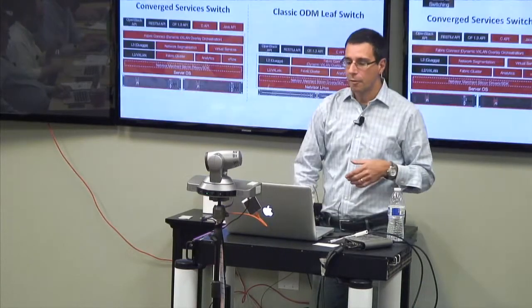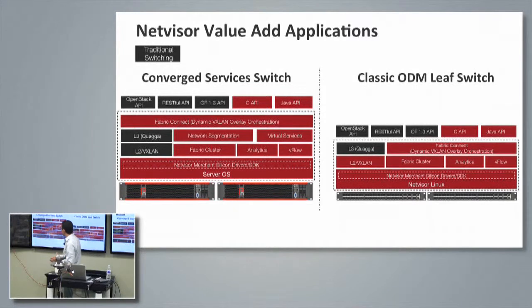So first of all, this is sort of a stack diagram of our OS when it runs on powerful appliances on my right, and when it runs on, let's say, canonical ODM top of rack switches. I call our appliances converged services switches. And when it runs on these platforms, you can see in red is really the applications we're trying to bring on top of the traditional L2, L3.